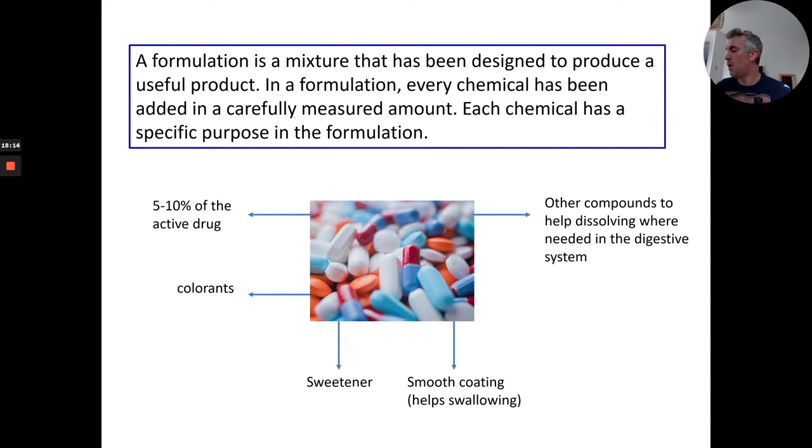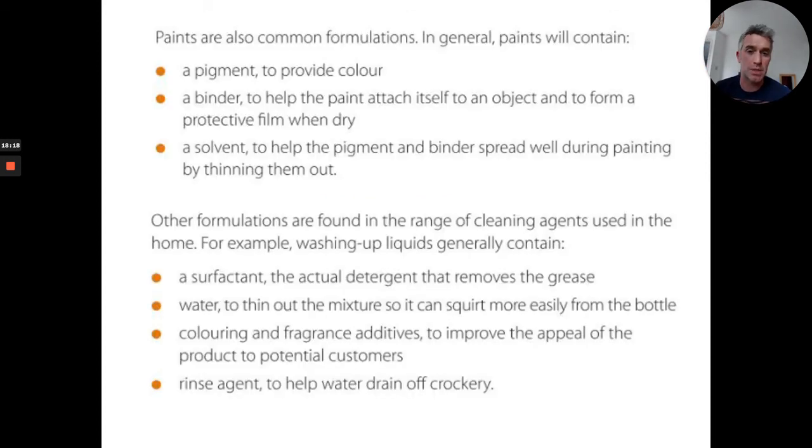Got it? Okay, here are just some examples of common formulations. In paint, the pigment, the colour, is a formulation. The right amount of pigment gives you the right colour, the wrong amount will give you a different colour. They also have to add a special agent to help the paint stick to whatever you're painting, the wall or the door. And then sometimes they add a solvent, which means it's thinner, so it doesn't go all lumpy and it will spread nice and evenly all over surfaces.